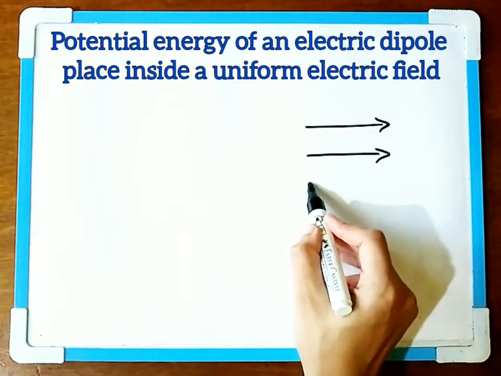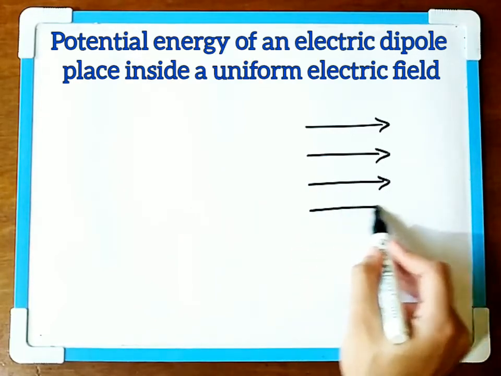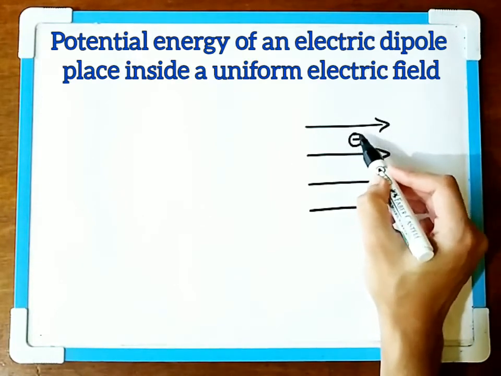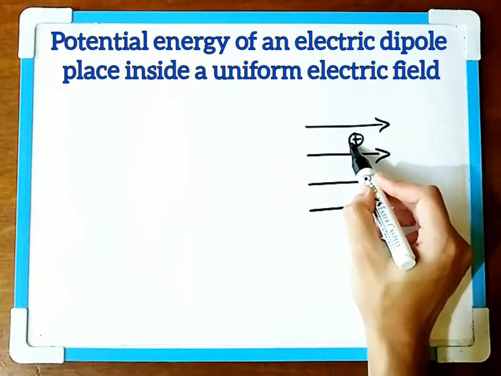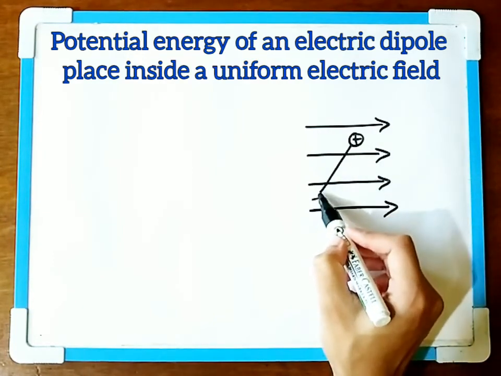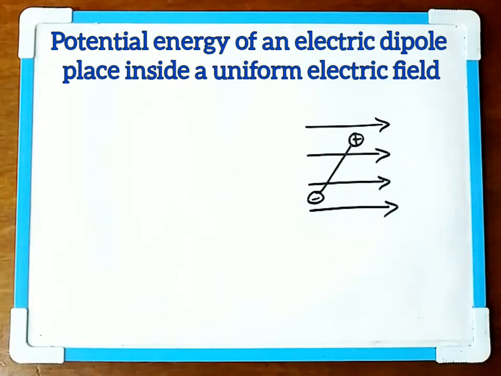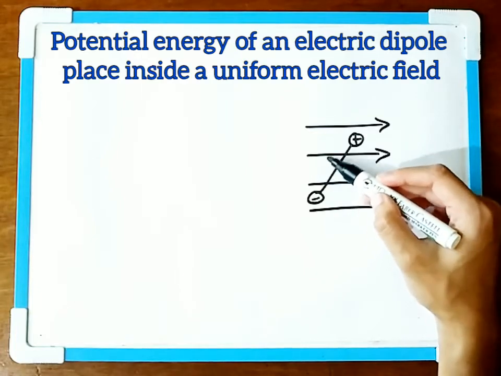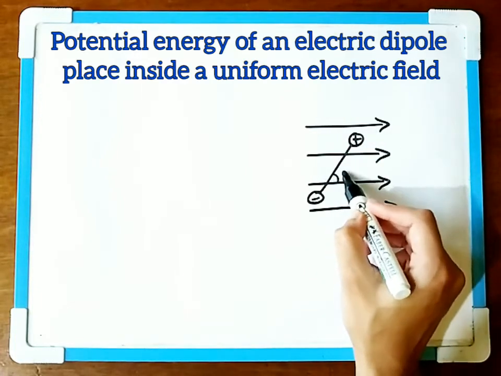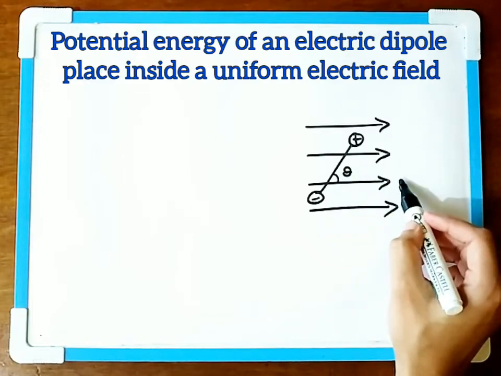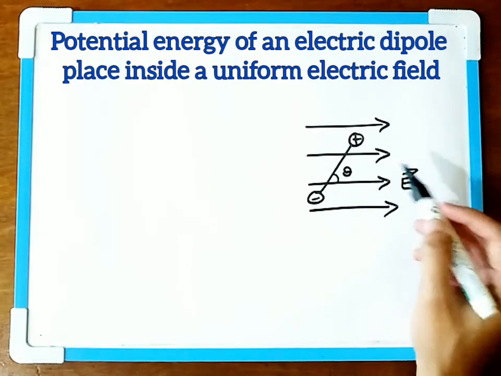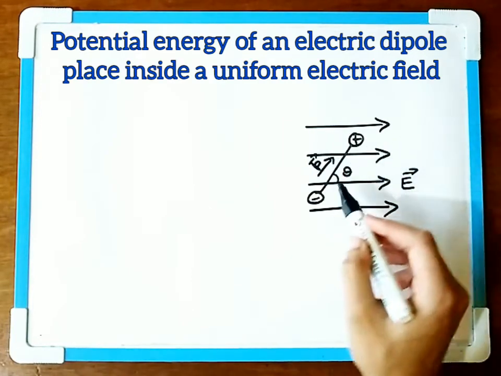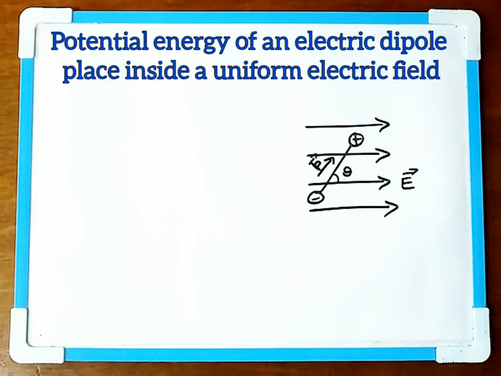The uniform electric field is represented by these parallel field lines, and your electric dipole is placed in this position. We have a positive and negative charge separated by some finite distance. So this is an electric dipole, and the dipole moment P is in this direction, and it makes an angle theta with the direction of the electric field E.